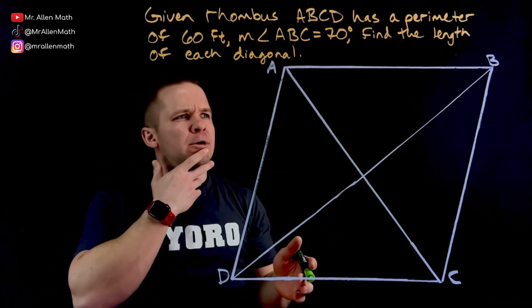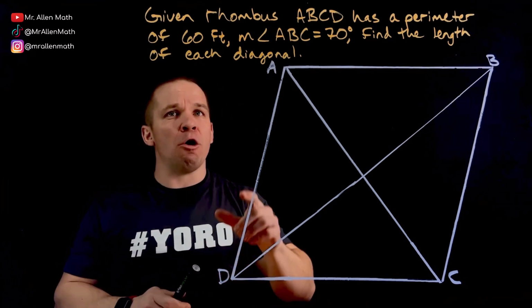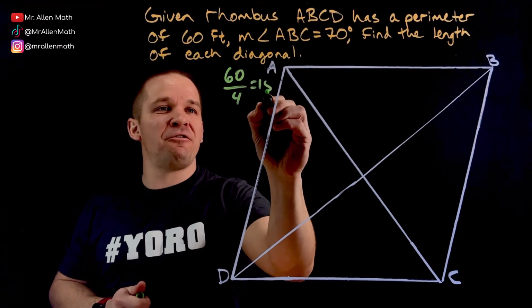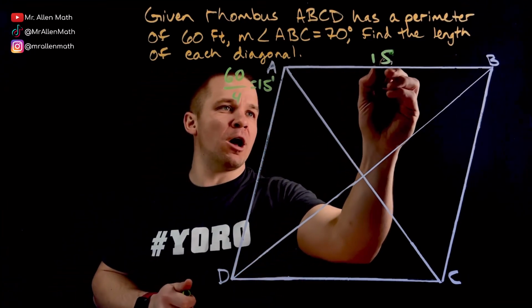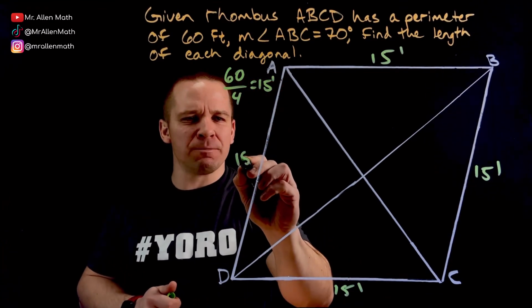So let's see here. 60 feet for my perimeter. All the sides of a rhombus are congruent. So if I divide 60 by 4, that's going to give me 15 feet for each one of these sides right here. Already labeling this.